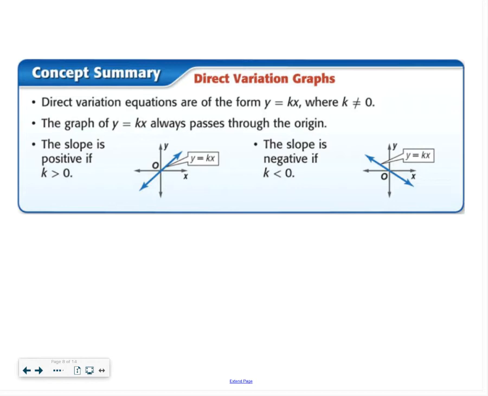And then a few items to note about direct variation: direct variation equations are always of the form y equals kx, where k cannot equal 0. It always passes through the origin. If it doesn't go through the origin, that means it's not direct variation. Whenever k is greater than 0, your slope will be facing this way. If k is less than 0, the slope of the line is going to be negative, and it will look like the graph on the right.